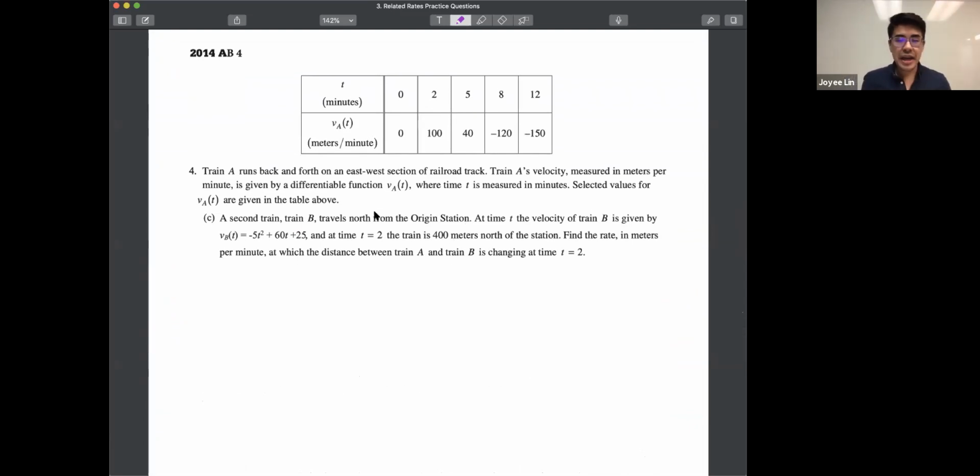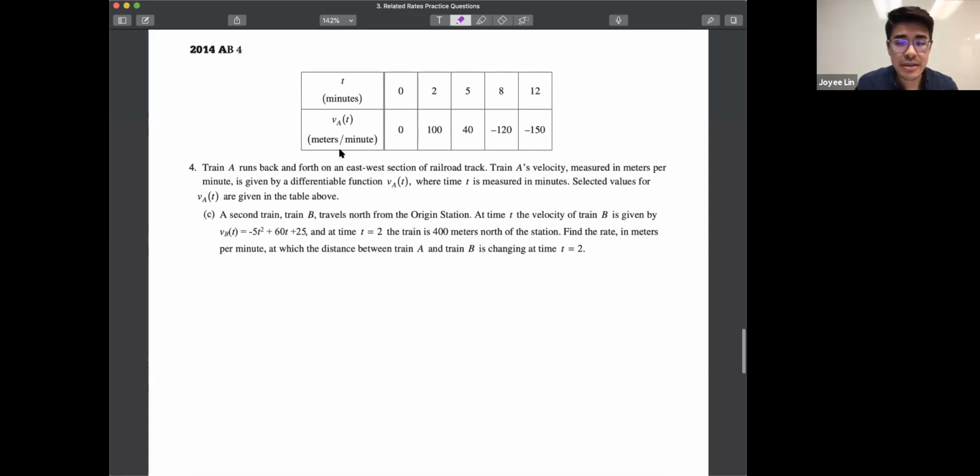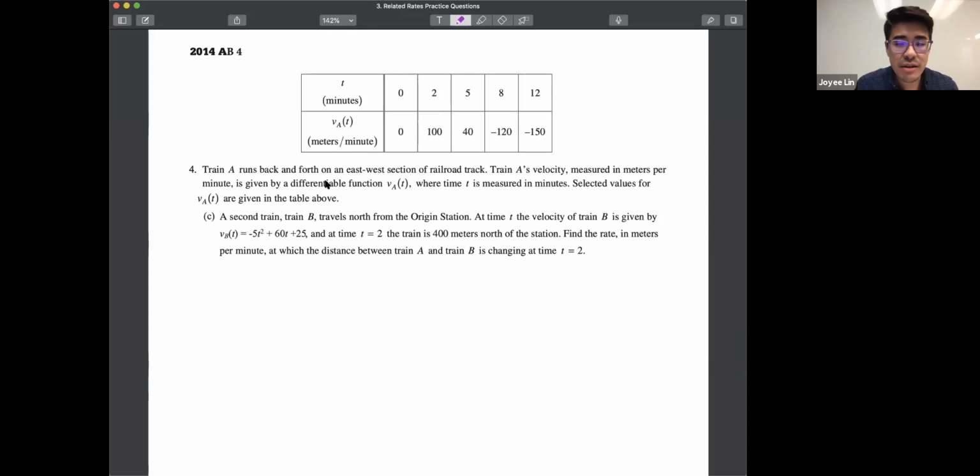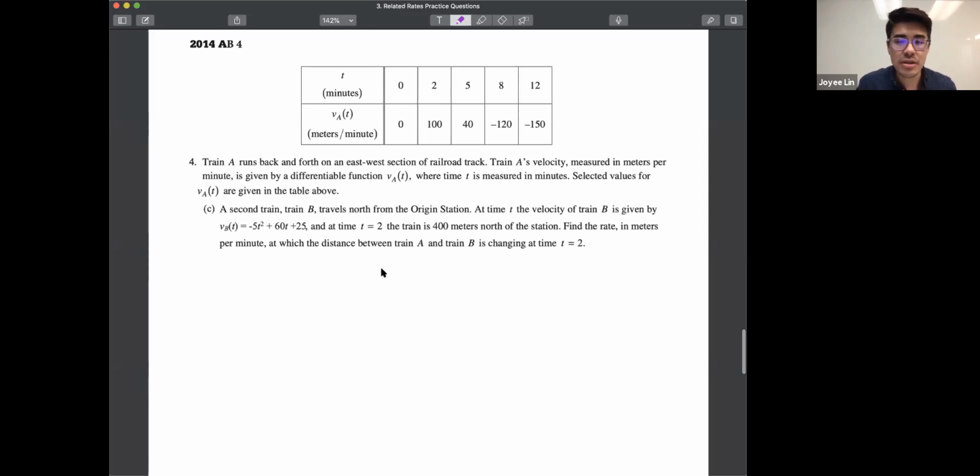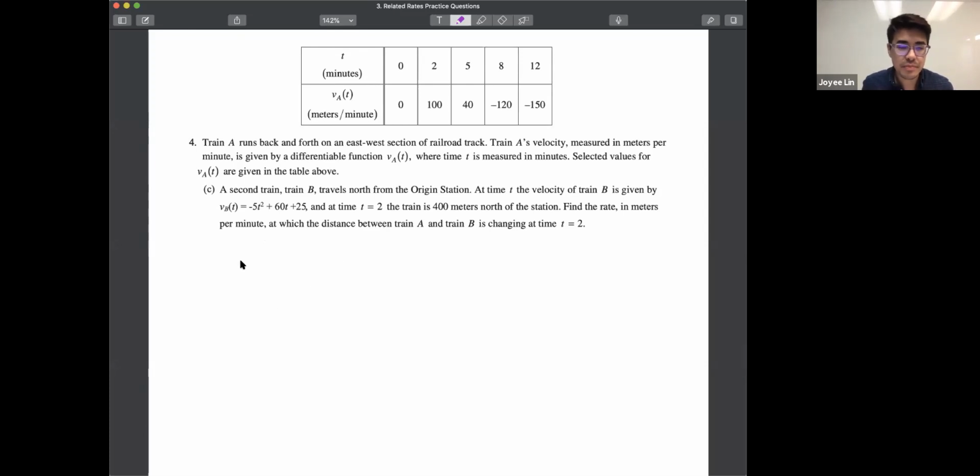They give you this train A, and it runs back and forth on an east-west section of railroad track. And then they give you the velocities. So remember that the velocity is the first derivative. And then in part C, they say a second train travels north from the origin station. So let me go ahead and draw a picture over here.